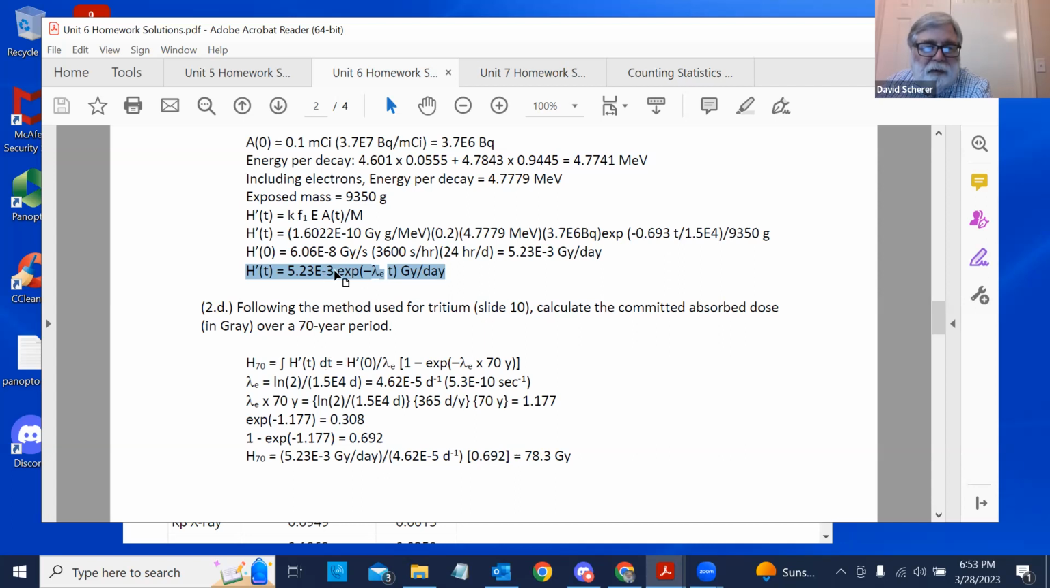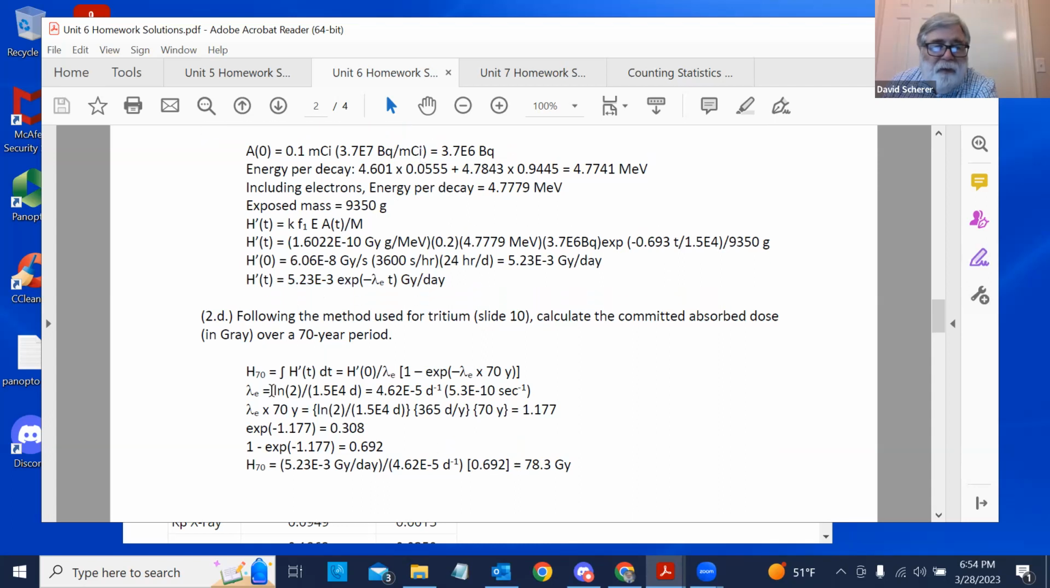When you do the integral with an exponential, it puts H0 over lambda in the numerator, and it's 1 minus the exponential. That's the result of doing that integral. Here's where I calculate lambda e, because what we had were half-lives. So this is what's in the exponent, lambda e times 70 years, right? The lambda e is ln2 over the effective half-life. It is being washed away. That's important for this purpose.